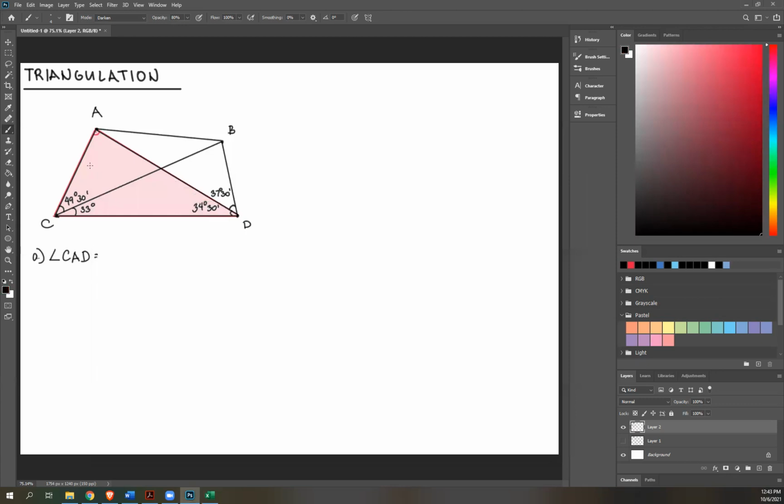So let's see. I'm looking for this. We can get this and this. To get that, it's just 180 minus the other two angles, right? So 180 degrees minus 49 degrees 30 minutes, minus 33 degrees, and then minus 34 degrees 30 minutes. We solve, what's the answer? Correct.